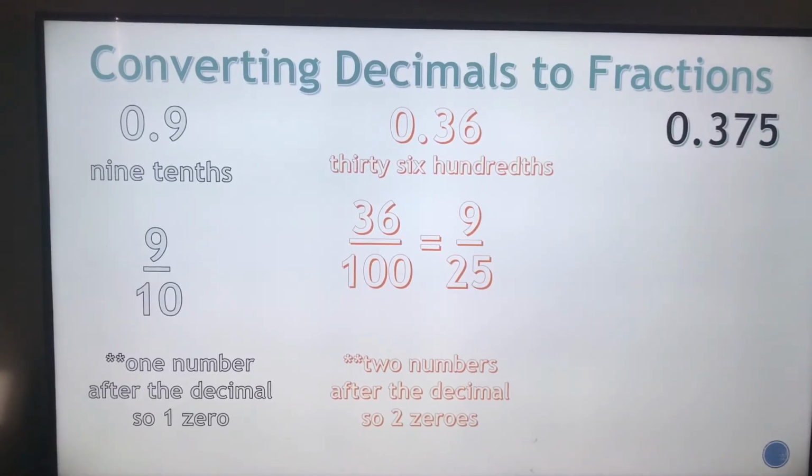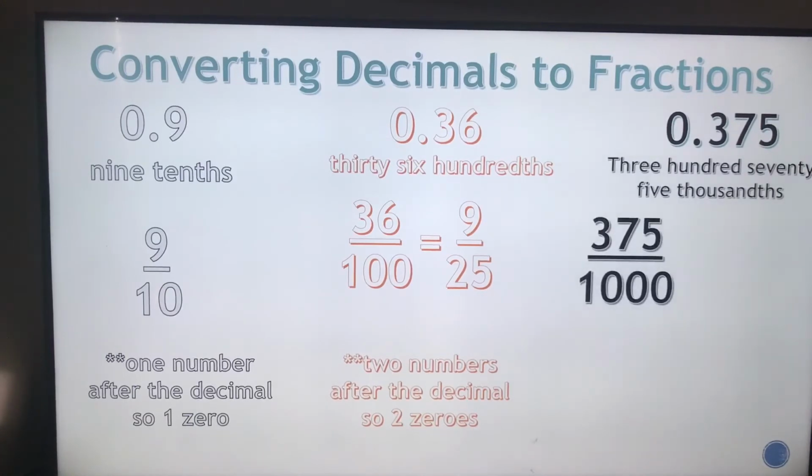Finally, let's look at this last example because I told you you're responsible for 3 place values. So I've got 0.375. I'm hoping all of you are now saying 375 thousandths versus 0.375, because that's going to help you write your fraction. Well, there you go. 375 over 1,000.